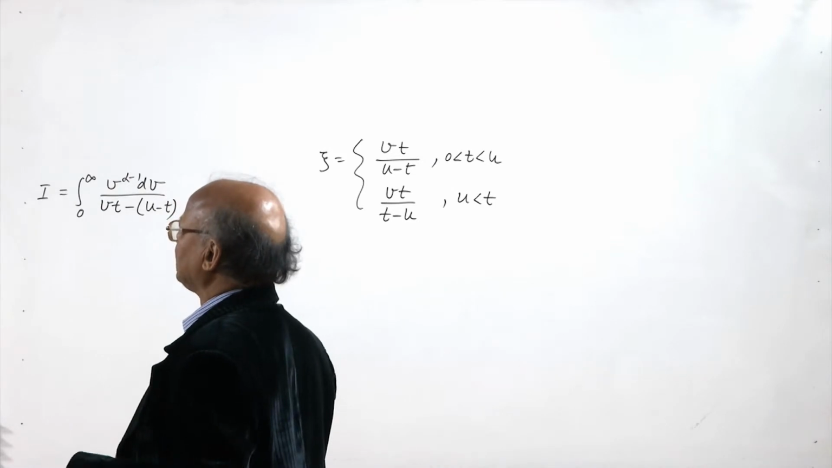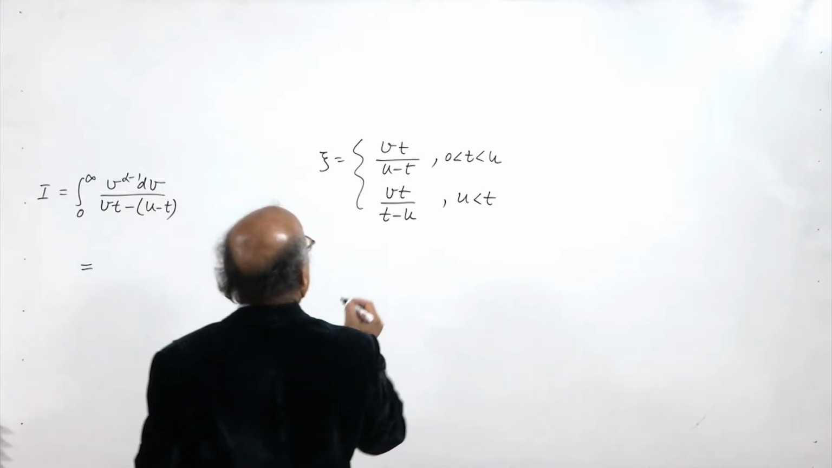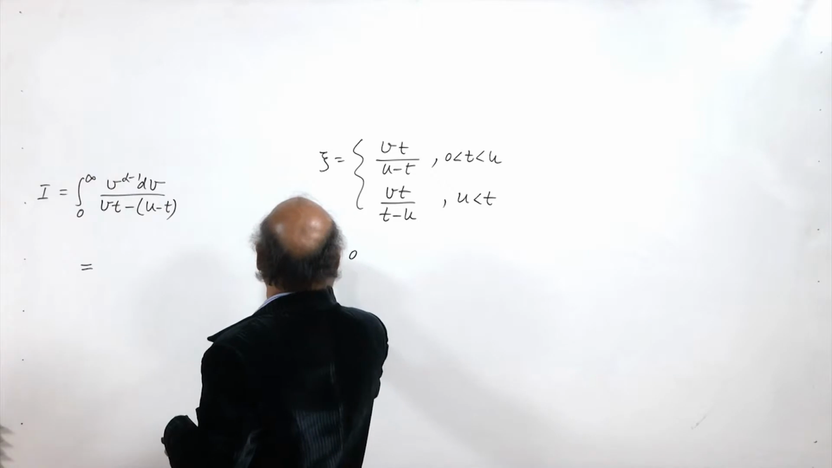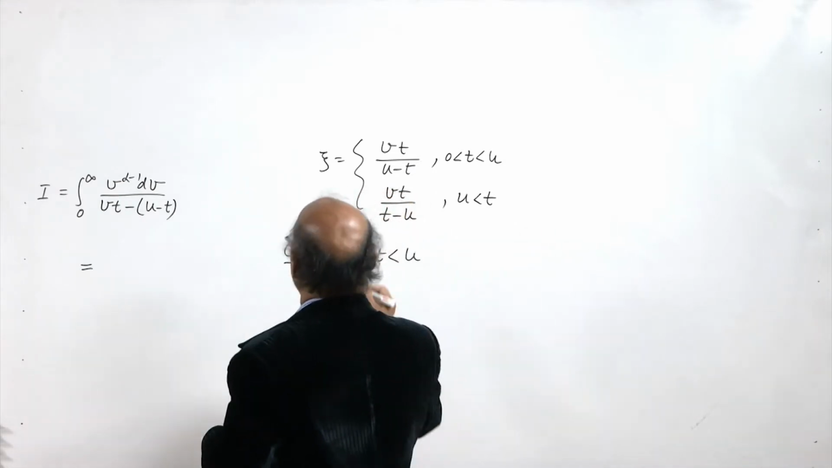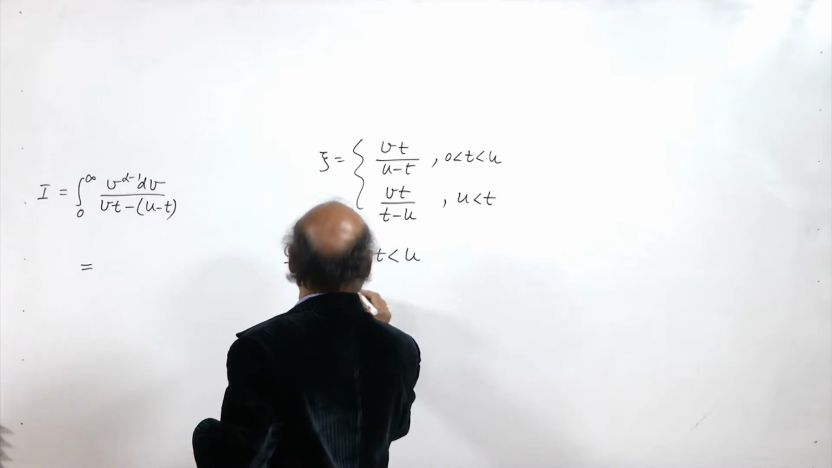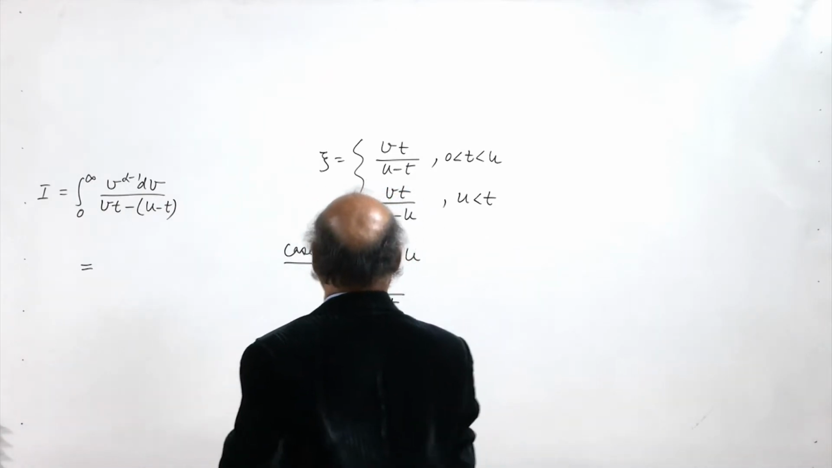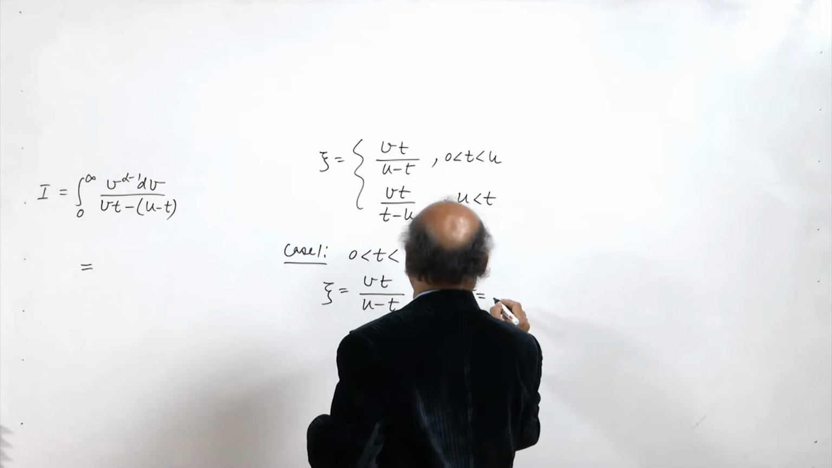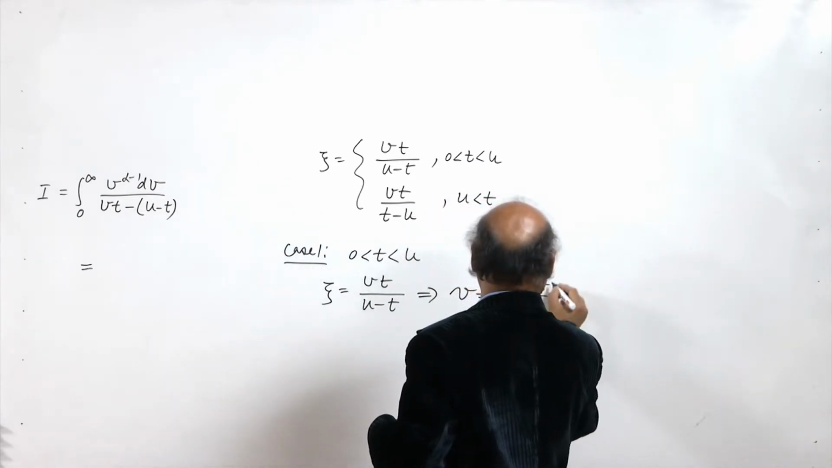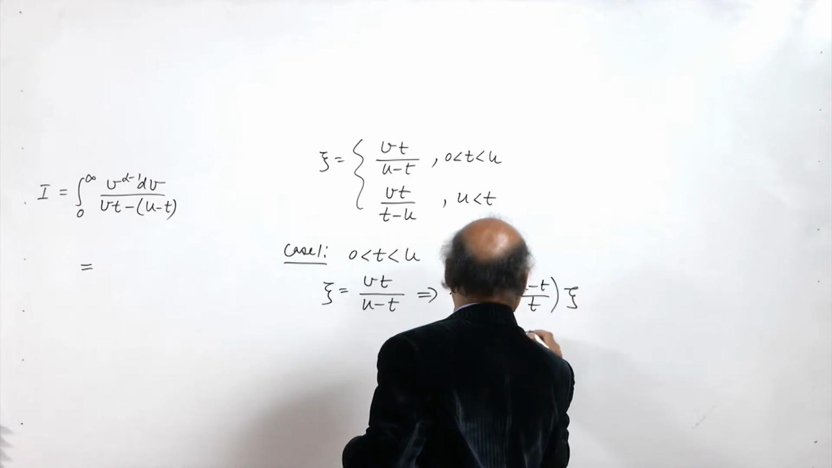So let us see when we make this substitution what do we get. So then this I becomes, okay, let us take the case 1, 0 less than t less than u. In this case we are making the substitution xi equal to bt upon u minus t. So this gives you b is equal to u minus t upon t into xi, and db equal to u minus t upon t d xi.